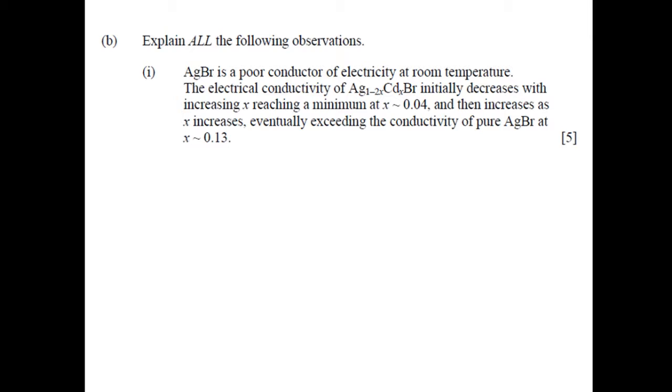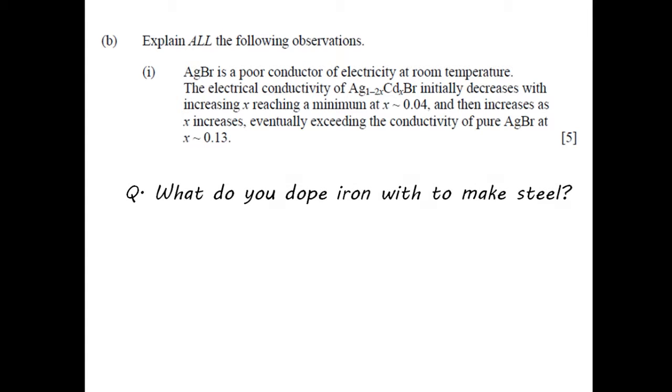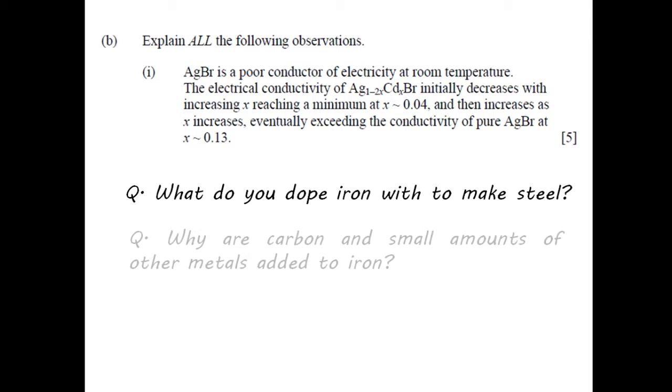So to adapt this, I would probably write a starter question to get the candidate thinking about structure. Question: what do you dope iron with to make steel? The answer is of course carbon. There are lots of other things in steel too, like molybdenum, nickel, chromium, manganese. Question: why are carbon and small amounts of other metals added to iron?